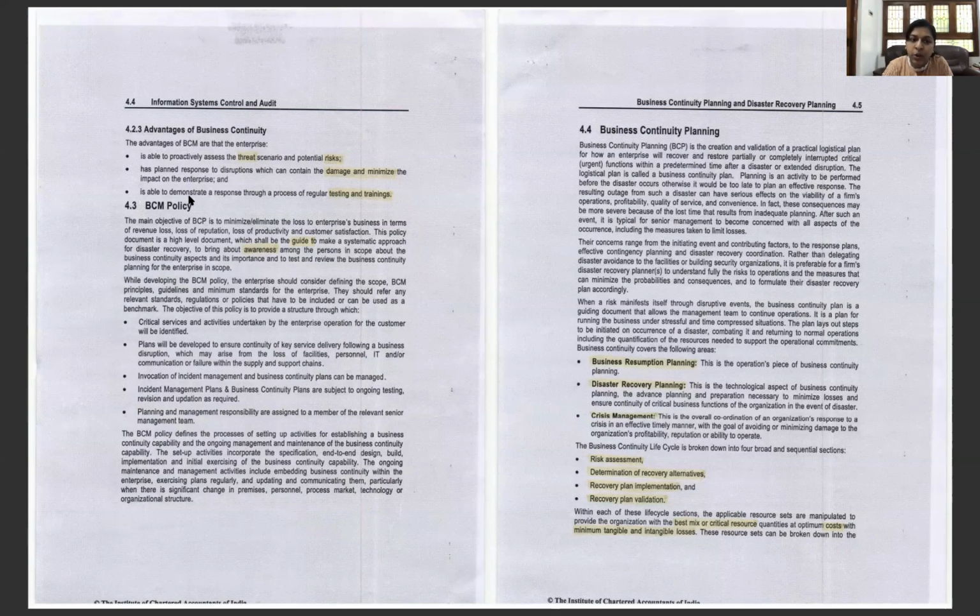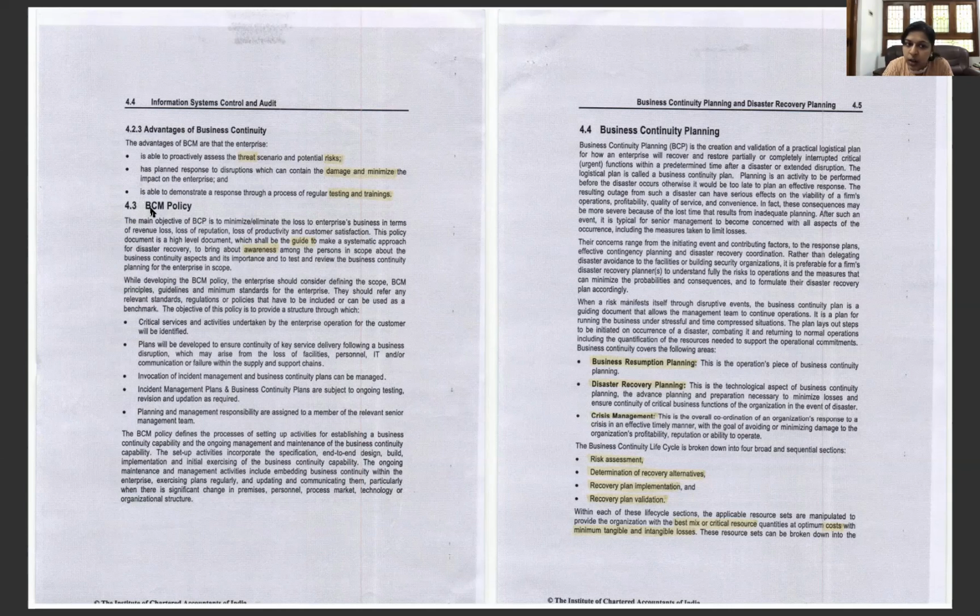Next, it is able to demonstrate a response through a process of regular testing and training. So we can also demonstrate this response by providing regular testing and training. So the advantages of business continuity are that it helps us to assess the threat and the potential risk, to know about the damages and to minimize the impact, and also it helps in providing testing and training. That is for business continuity.